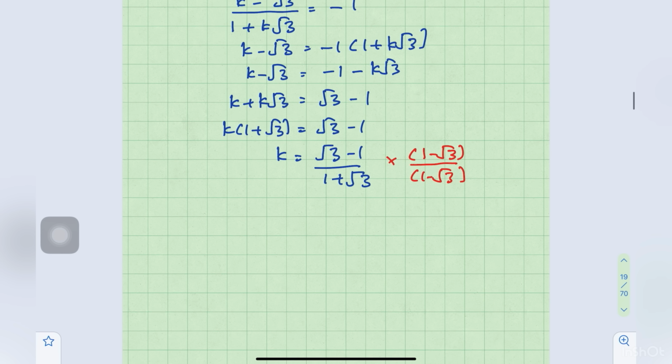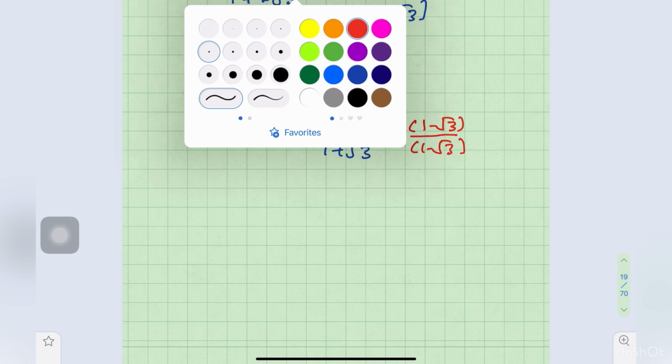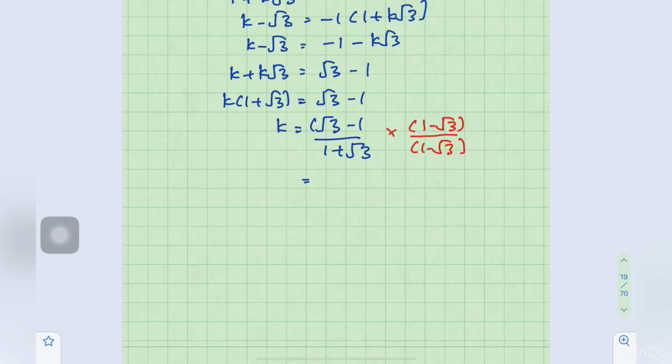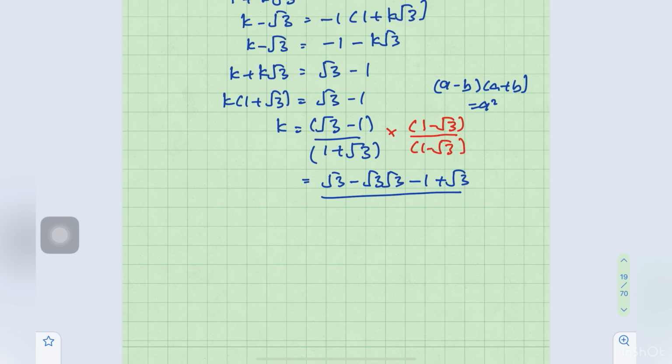So by multiplying by the conjugate, 1 minus root 3 over 1 minus root 3. Okay, so we can solve this one. So, this becomes, we expand, root 3 minus root 3 times root 3 minus 1 plus root 3 over. This one we have to use a minus b, a plus b equals a squared minus b squared. So this one, 1 squared minus root 3 squared. Okay, so root 3 plus root 3, so 2 root 3. So this is 3 minus 1, divided by negative 2.